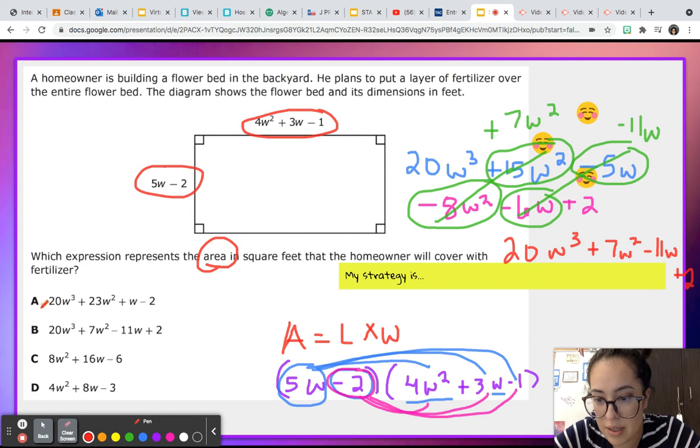So now I need to go check my answer choices to see which one of these represents this. Obviously it has to be between A and B because I see that 20w raised to the third power. Next is 7w squared. This is wrong. 11w negative, okay, yeah, so it's B.